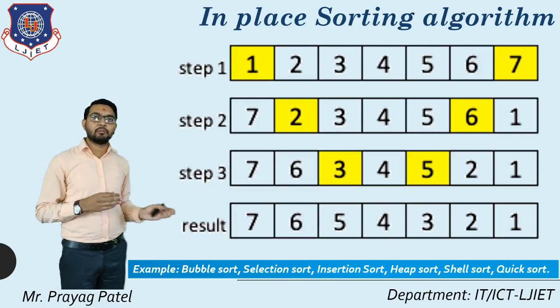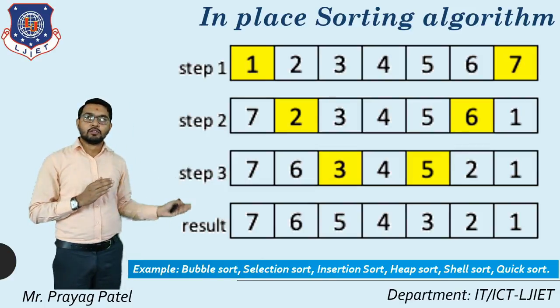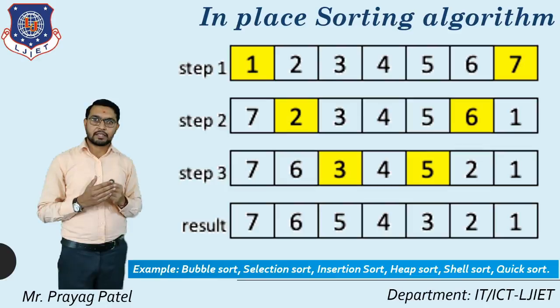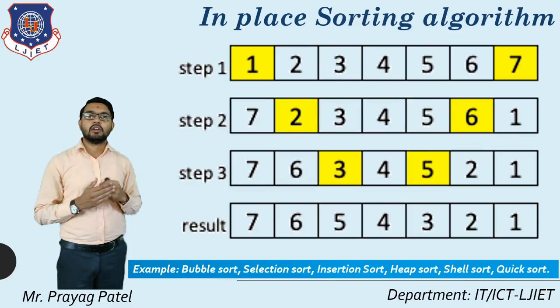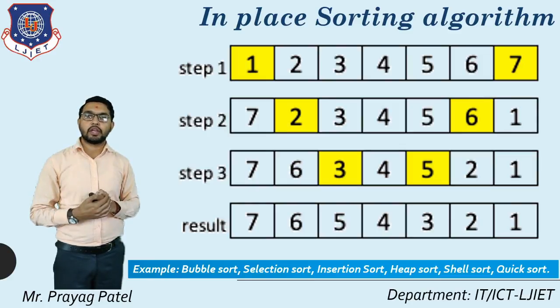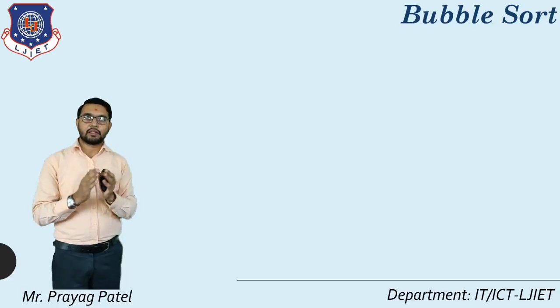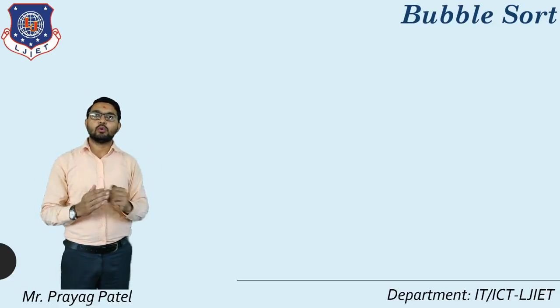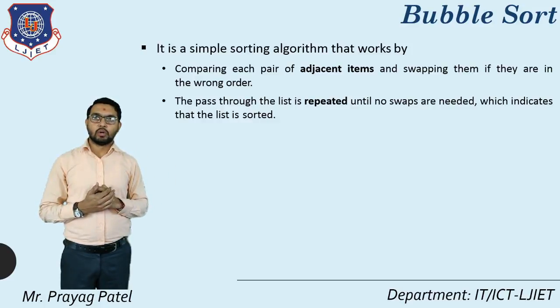Now consider examples of in place sorting algorithms. Some algorithms are in place. Bubble sort, selection sort, insertion sort, heap sort, shell sort and quick sort are considered in place sorting algorithms. Now after that, consider the first method of the sorting algorithms, and the first method is the bubble sort algorithm. Now consider the method of the bubble sort.